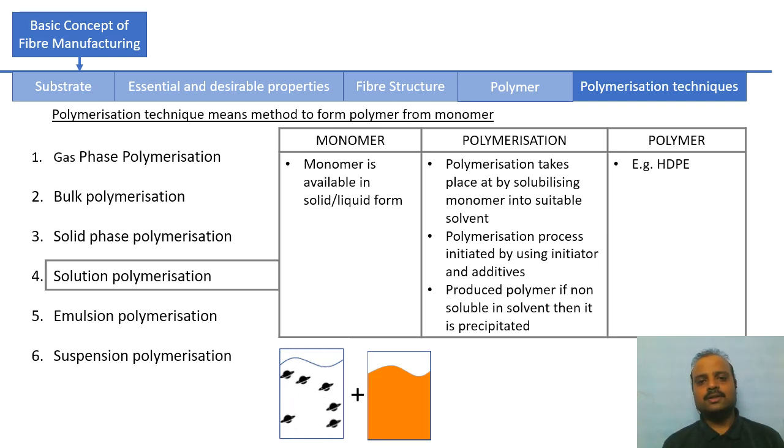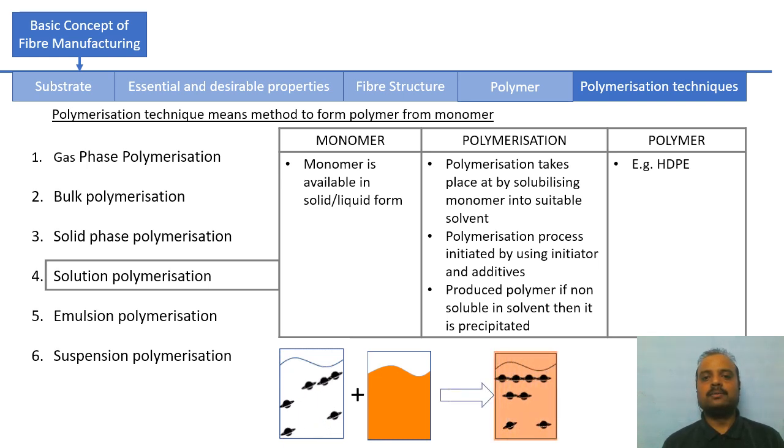Let's take a real life example. What is meant by the solubilization process? Solubilization. If salt is mixed into water, it gets solubilized. In this case, salt is the monomer, whereas water is the solvent. Similarly, if the monomer is solubilized into a certain solvent, then the polymerization process starts at a certain temperature. If the produced polymer is not soluble in the solvent, then it is precipitated out.